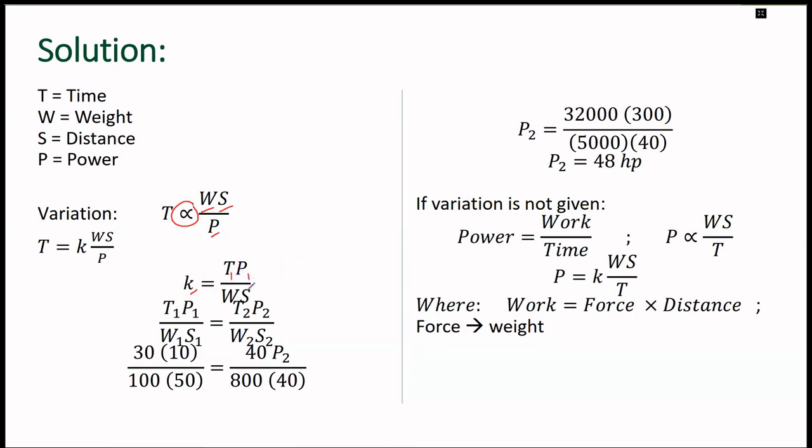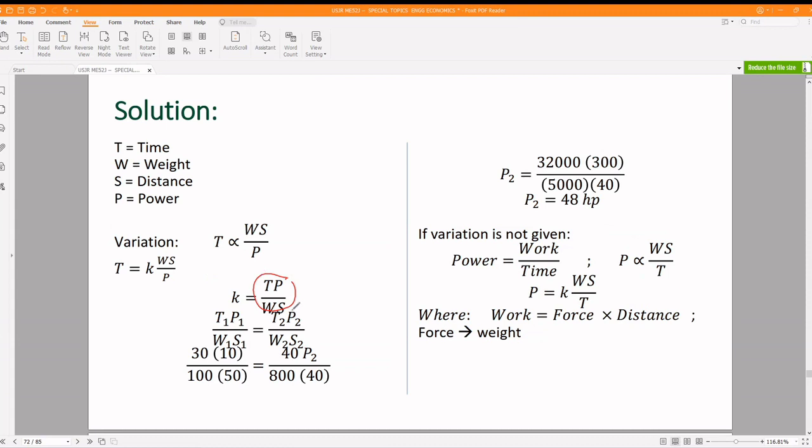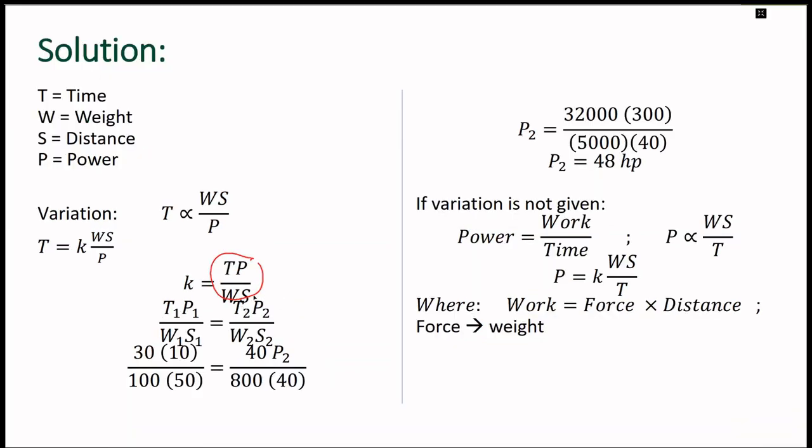To get the value of k, another way is to equate the expression. So again, we change this expression: T1 P1 over W1 S1 is equal to T sub 2 P sub 2 over W sub 2 S sub 2.